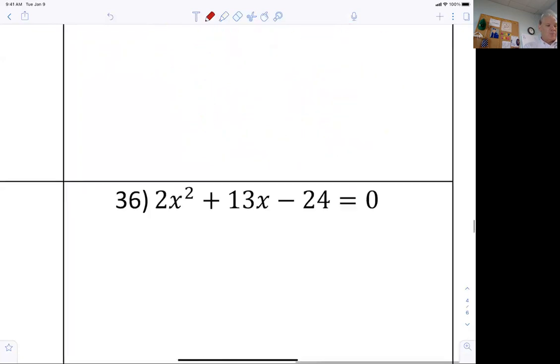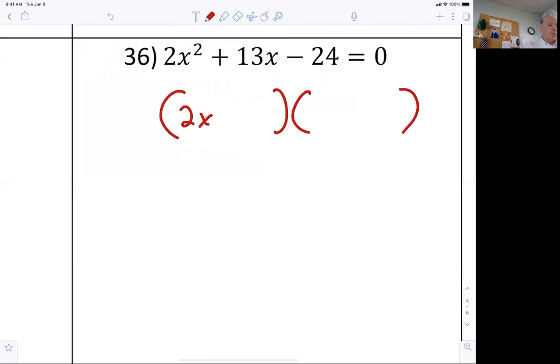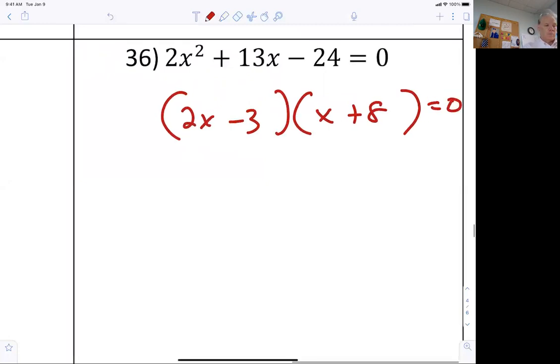All right, here we go. I'm waiting patiently. 2x minus 3 and x plus 3. Wow. Say that again. 2x minus 3, x plus 3. Is he correct? And then x equals 3 over 2 or negative 3.